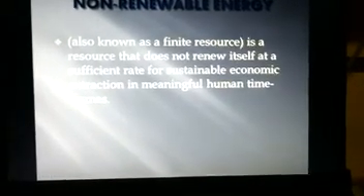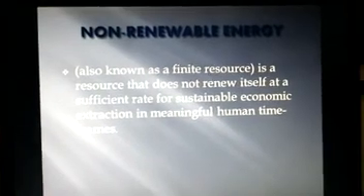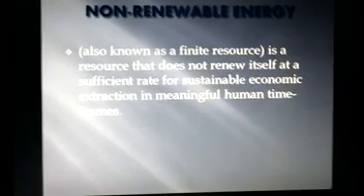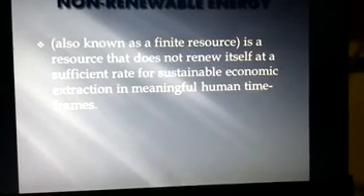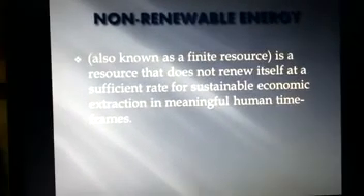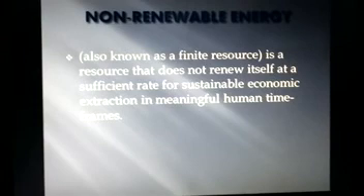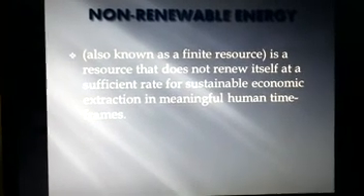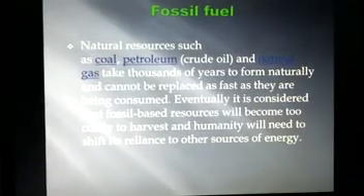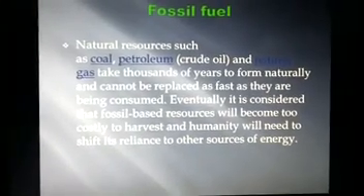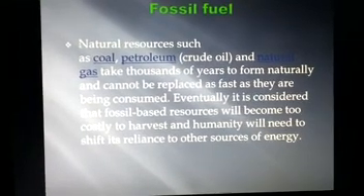Now let's have the non-renewable energy, also known as a finite resource. This is a resource that does not renew itself at a sufficient rate for sustainable economic extraction in a meaningful human time frame. So let's have fossil fuel.